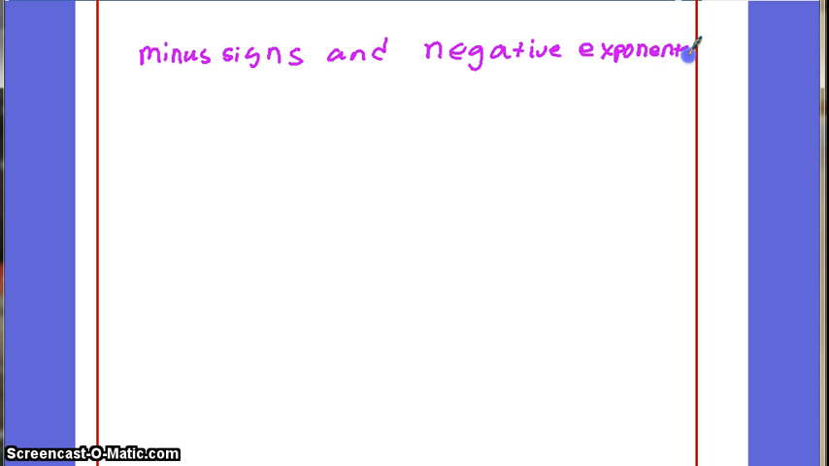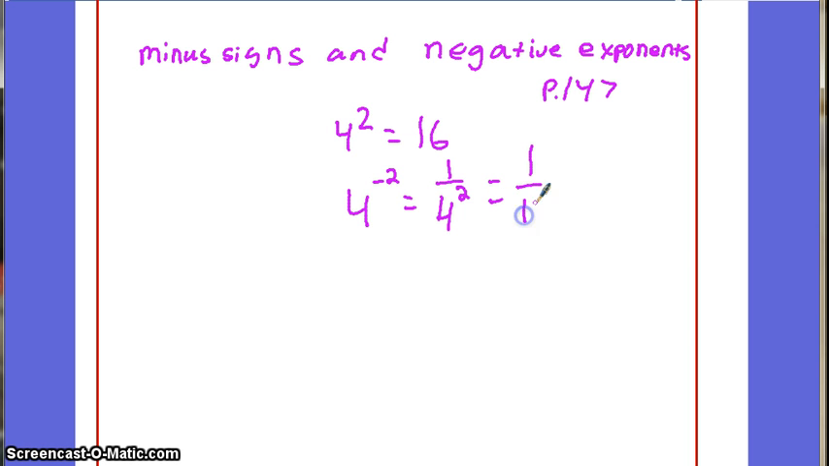Good. Now we need to look at minus signs and negative exponents. This is found on the very next page of lesson 36, page 147. We have a bunch of expressions. A minus sign in front of an expression indicates the opposite of the expression, right? A negative exponent, though, has a meaning that's entirely different. So 4 squared equals 16, something that you've done in the past. 4 to the negative 2 equals 1 over 4 squared, if you remember, when we simplify them with the reciprocal, we get 1 over 16.